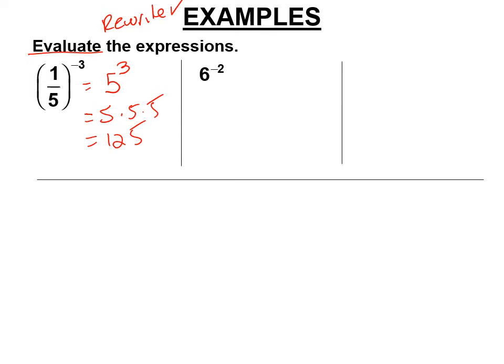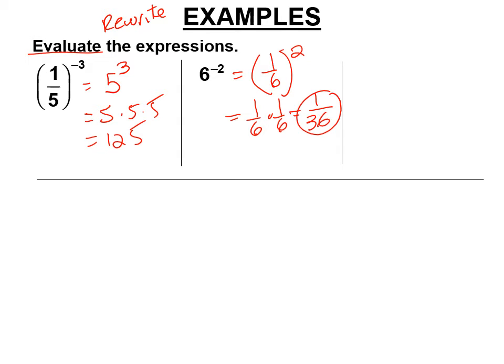Okay, 6 to the negative second. 1/6 squared, right? You flip over the base. That's the rewriting. And now we're going to evaluate it. So it's 1/6 times 1/6. 1 times 1 is 1. 6 times 6, 36.